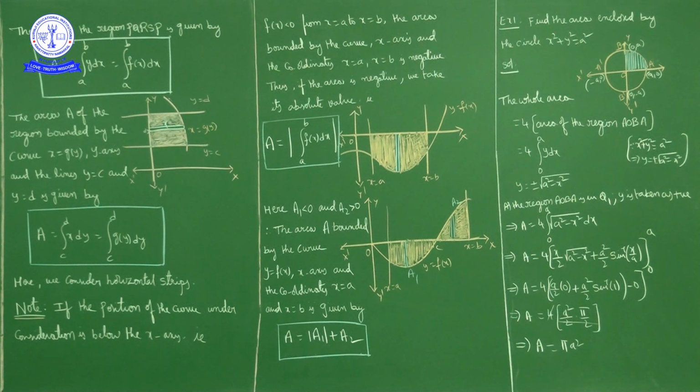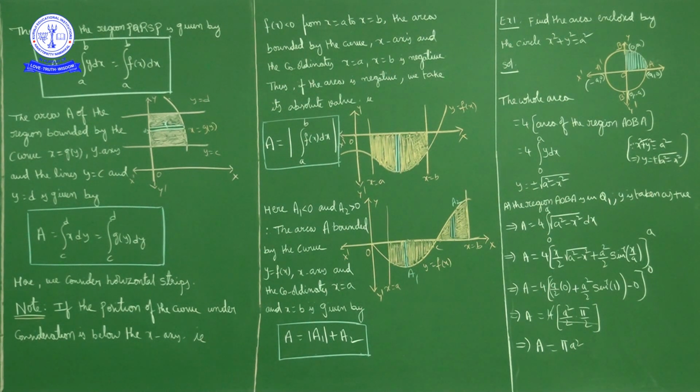Now here, as given in the example, suppose A1 is below the x axis, so we will consider this part as an absolute value, modulus of A1. Now A2 is completely above the x axis, so this part is taken as it is, A2. So the area is equal to modulus of A1 plus A2. Okay, now we will discuss some problems on this concept.